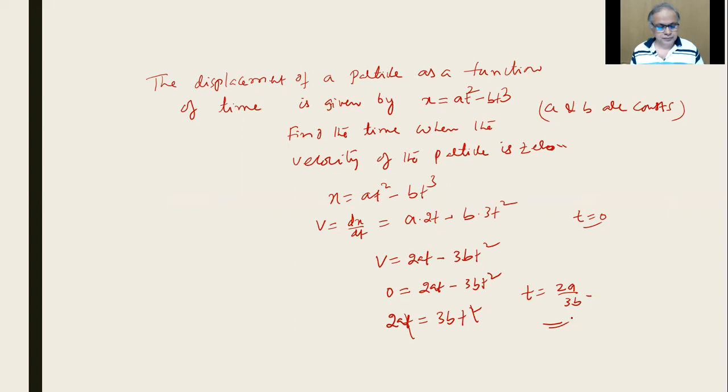So can I continue? 1 minute, sir. Sir, in the initial equation, the answer is a minus 2bt, right? No, because that fellow told that at t equals 0 only, that will be 0. So that's the reason I changed it one more time.